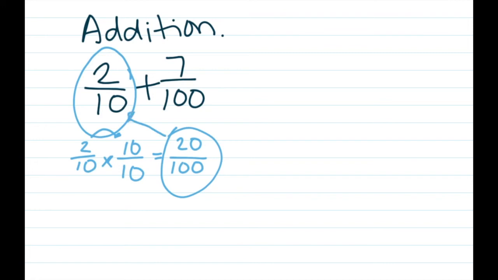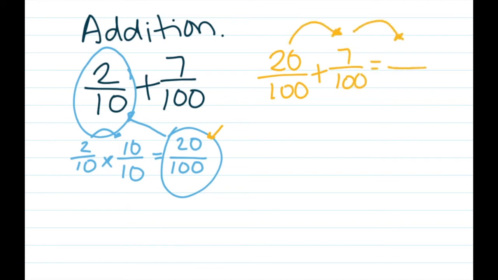Now using this one right here, we're going to add the 7 hundredths. So, 20 hundredths plus 7 hundredths. Now I can just add the numerators to find my new numerator in my answer. Remember, we keep the denominators the same. We do not do anything to them when we're adding. Then 20 plus 7 is 27. This will be the answer.